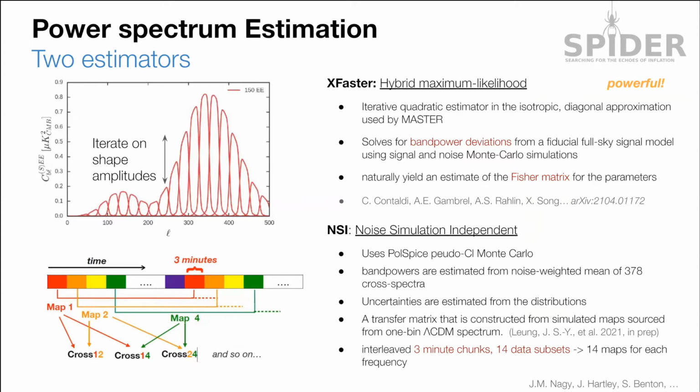This pipeline is a hybrid of the traditional pseudo-CL method that follows the MASTER formalism and a quadratic maximum likelihood estimator that iteratively solves to the maximum likelihood. In detail, it solves for band power deviations from a fiducial signal model using signal and noise Monte Carlo simulations. Since it is a maximum likelihood estimator, it just naturally yields an estimate of the Fisher matrix for the parameters.